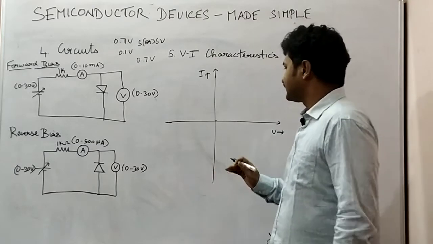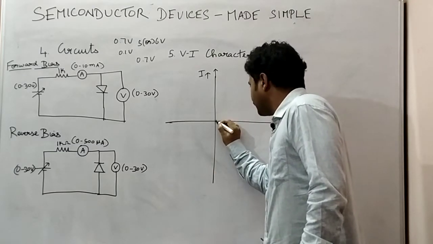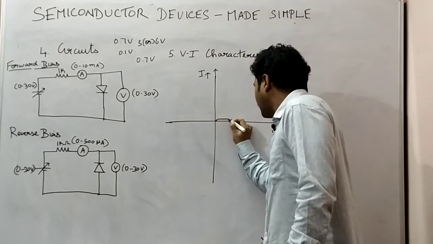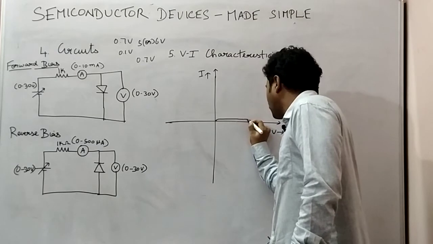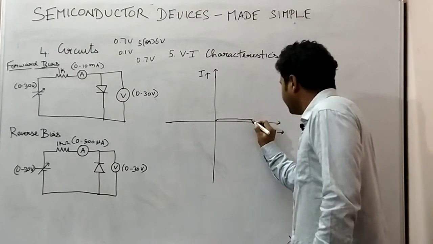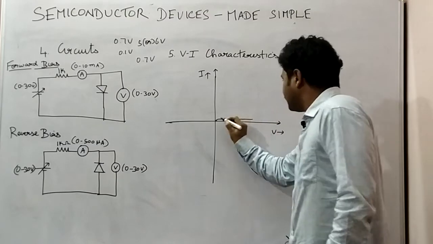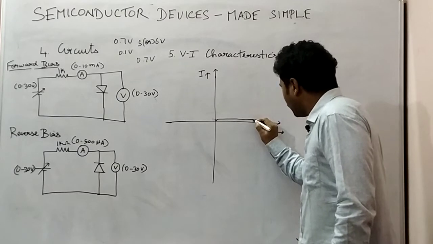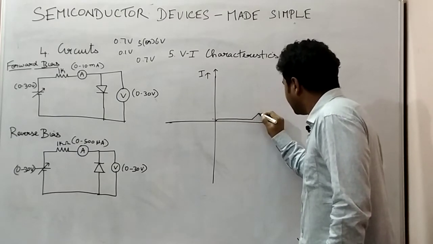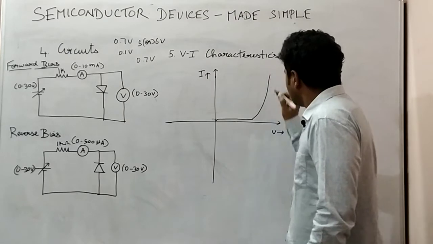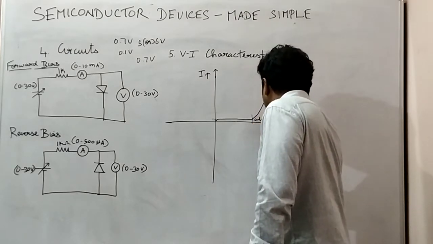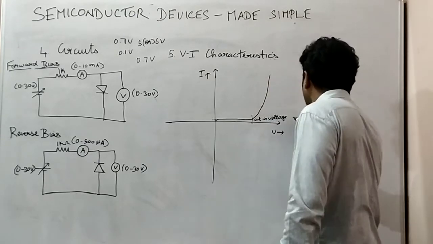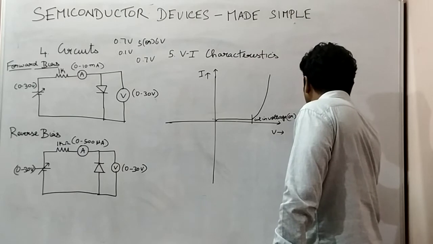Let's observe the characteristics. From 0 volt, based on the voltmeter reading, 0.1, 0.2, 0.3, 0.4, 0.5, 0.6 and at 0.7, till 0.7 the current was at a minimum. After 0.7, if the voltage is increased, the current shoots up. So this point is called the cut-in voltage or knee voltage.